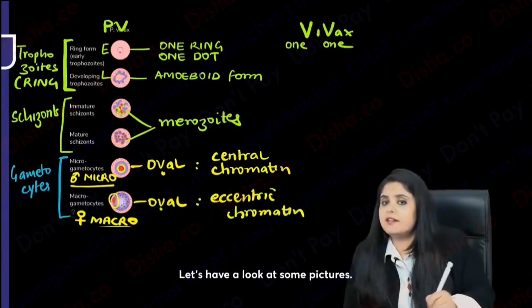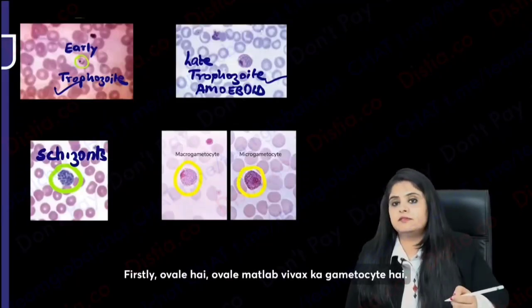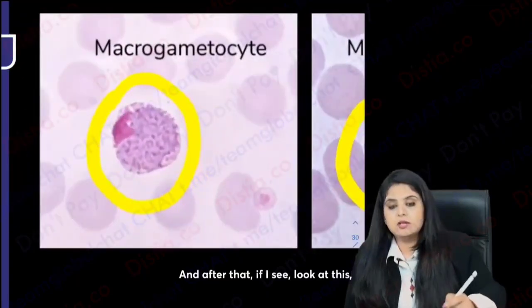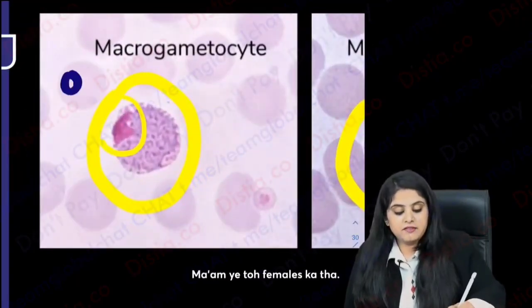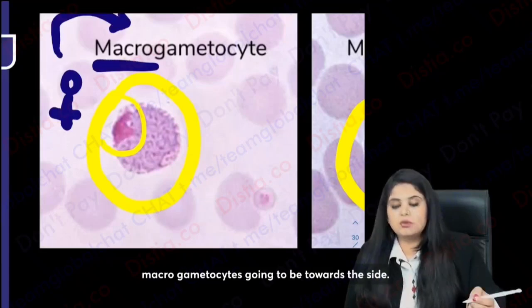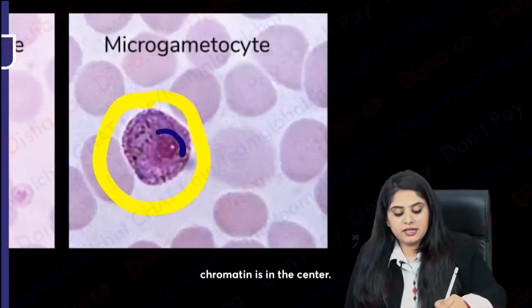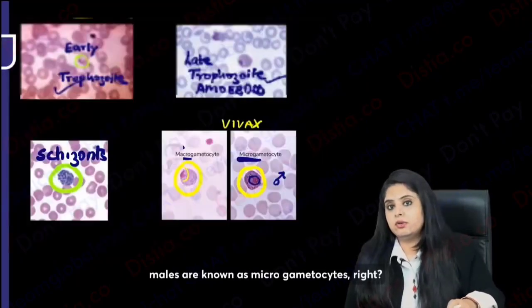female gametocyte. Let's have a look at some pictures. Firstly, this is oval, oval means it is a vivax gametocyte. And after that, look at this. Tell me, over here the red color chromatin is eccentric. Ma'am, this was females. Females means give them importance. Macrogametocyte is going to be towards the side. On the other hand, the red color chromatin is in the center. Center means it was in males. Males are known as microgametocytes, right?